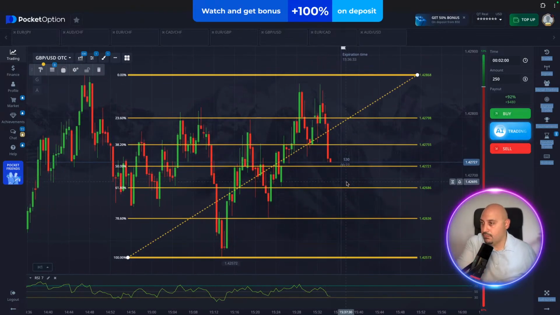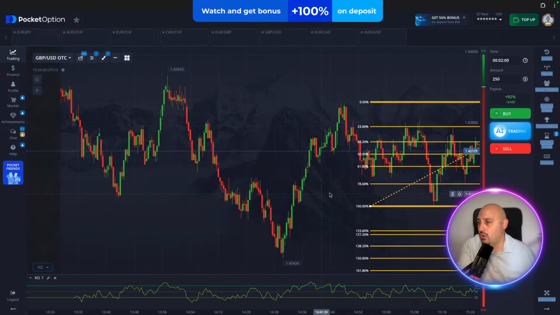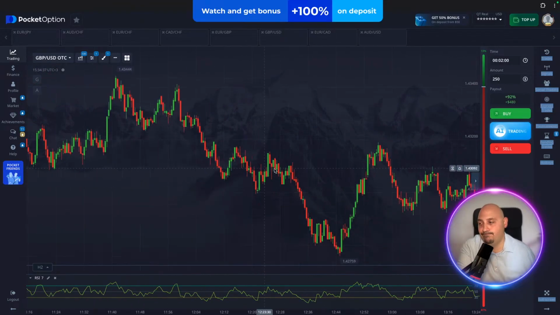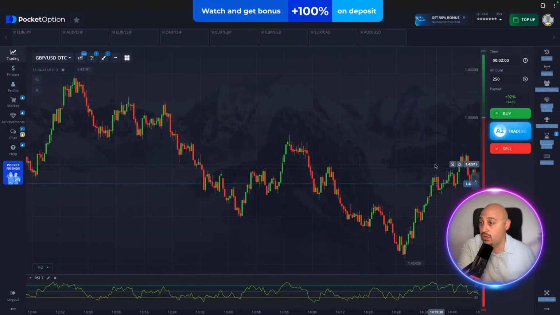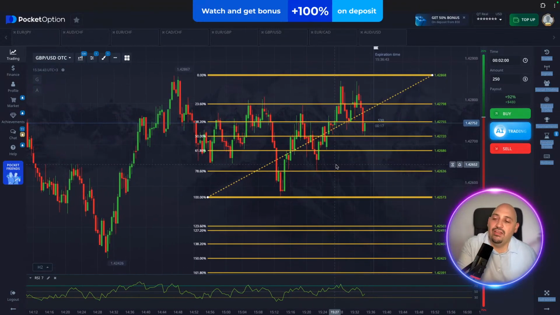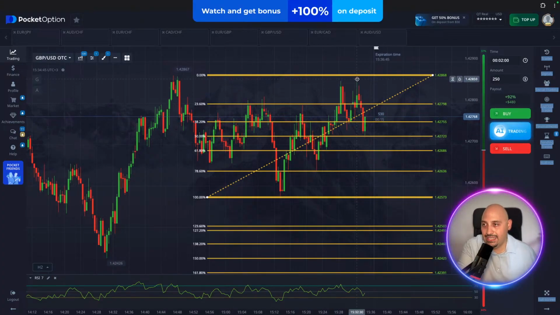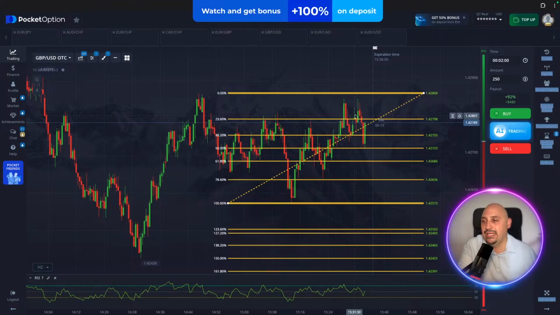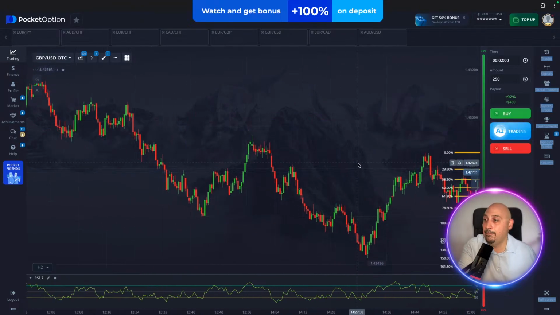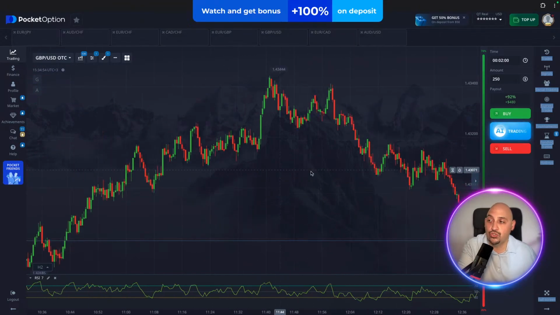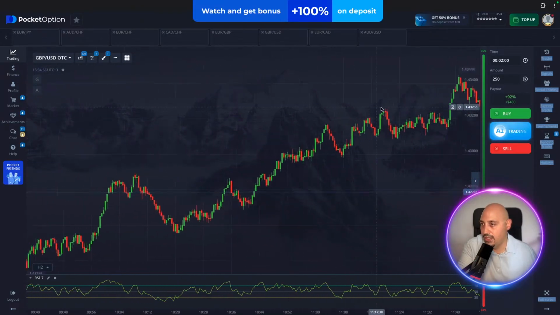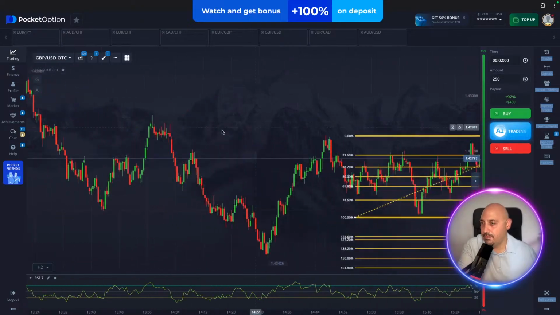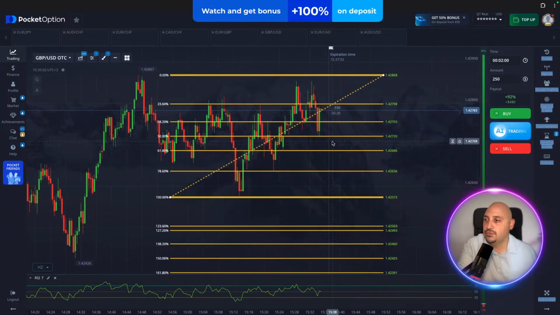Let's see. Now, overall, this is not an uptrend. You can see it if I scroll back, this is not an uptrend. So very likely the price will not continue to go to the upside, but it's going to continue to go to the downside based on my overall trend. Yes, we have an upward trend over here, and then a downward trend over here.